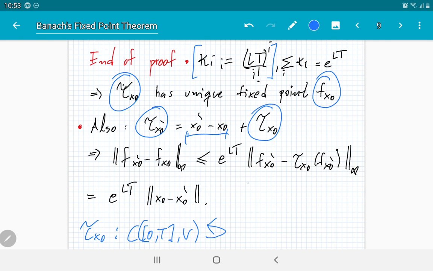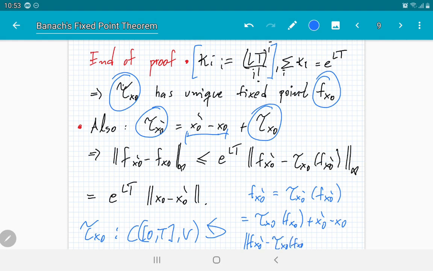What does that mean? It means that, okay, you know that f of x naught prime satisfies this. Right? It's the unique solution. So it also satisfies this. Right? Which means that the distance between f of x naught prime and tau x naught of f of x naught prime is at most the distance between x naught and x naught prime. So you just need to check this if you like.